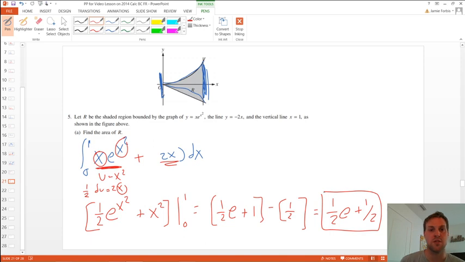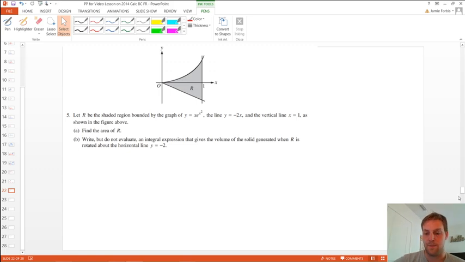So nothing too terrible. It's just a generic area problem, top minus bottom. All right, what about B?